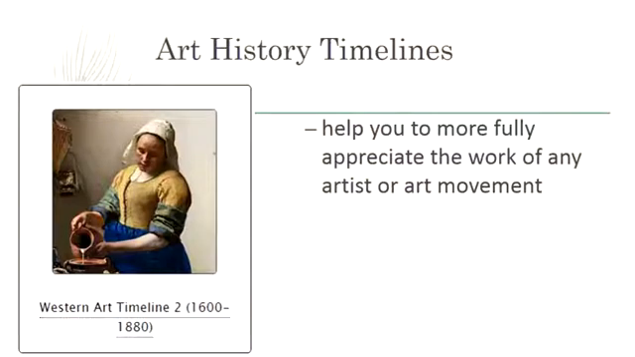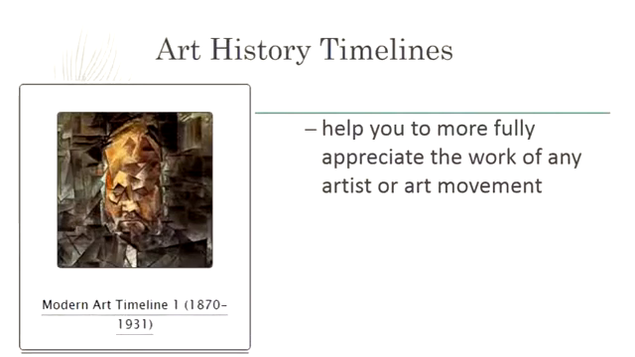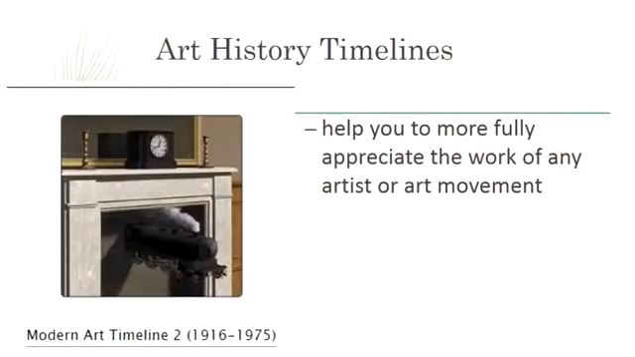Again, I will just give you some examples. This is Western art timeline 1, from 330 to 1600. This is an example of Western art timeline 2, from the 1600s to 1880. We also have modern art timeline 1, from 1870 to 1931, and modern art timeline 2, from 1916 to 1975.